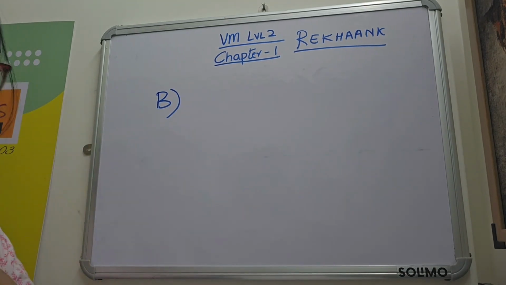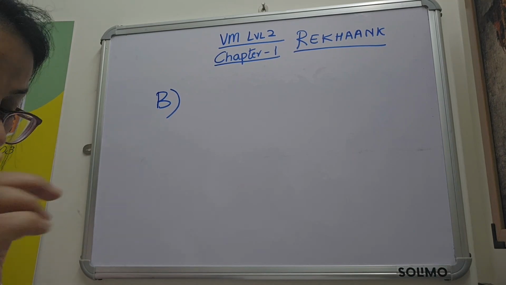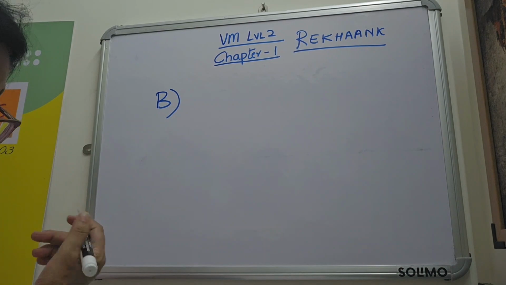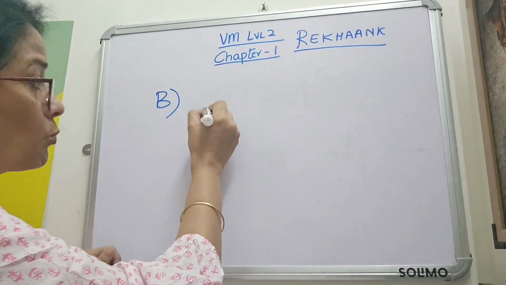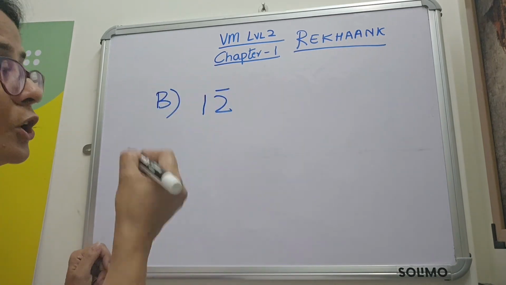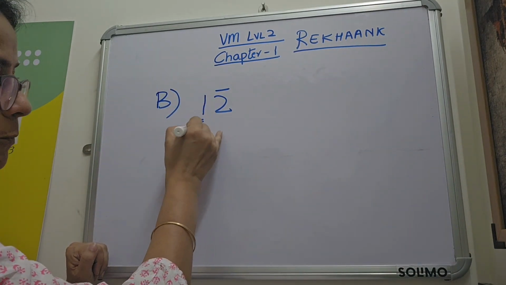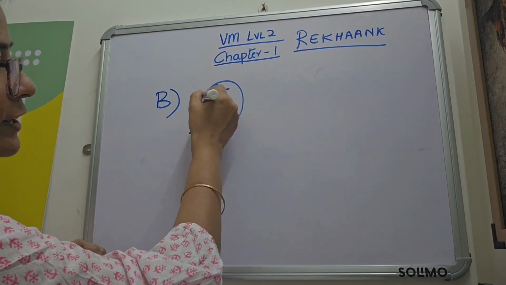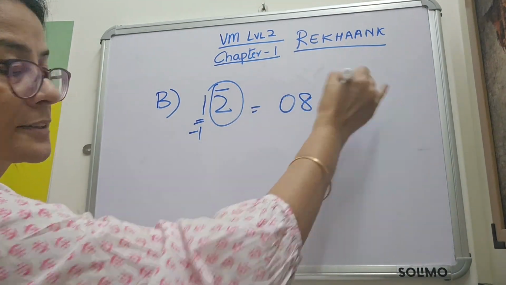Now let us continue from here. Let's come to the B portion of the chapter, where we are going to remove the Rekhank. So removing the Rekhank is just the reverse of the action that we have done. So let us take up the first number, which is 1 and 2 with a Rekhank. What should we do? We have to do the reverse. That means we have to reduce this number by 1, and here we have to find the complement of 2. So when I do this, this becomes 0 and this becomes 8. So the answer is 8.